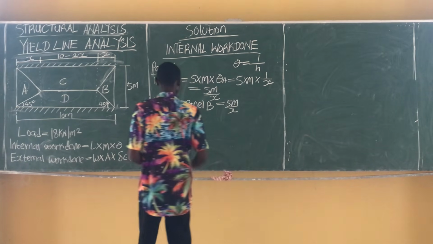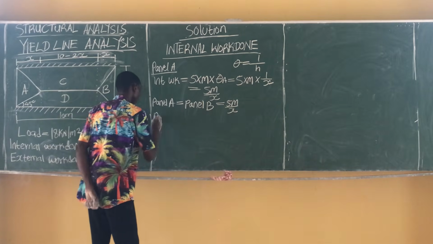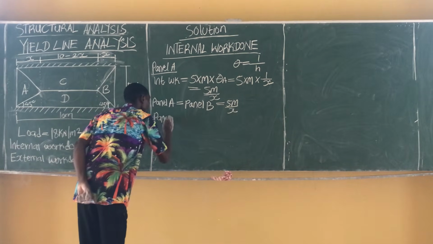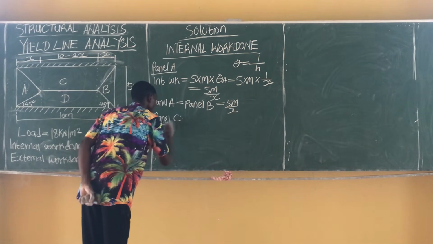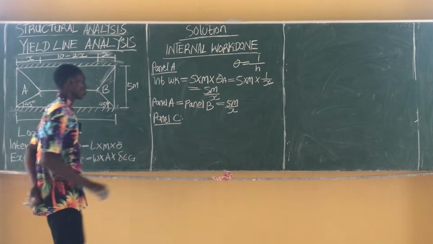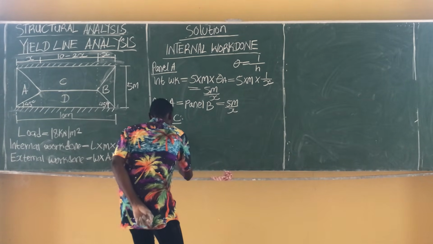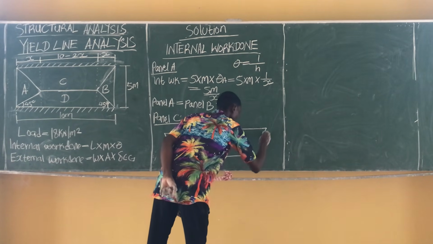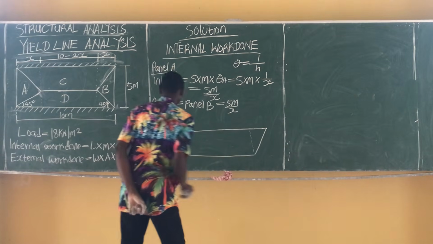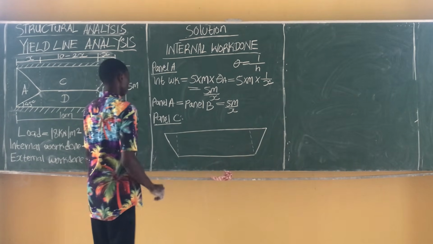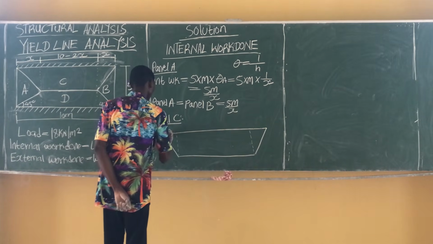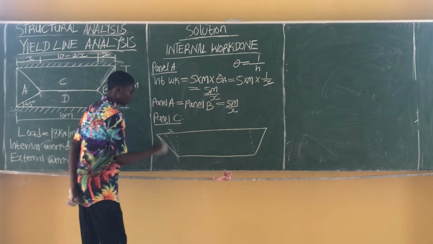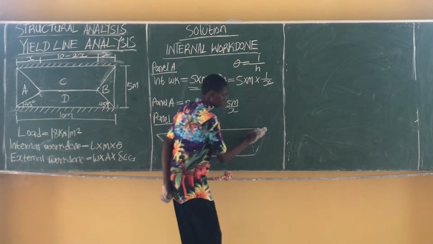The next panel we want to consider is what? Panel C. Because panel A and B are the same segment, they have the same value. So for panel C, let me bring out this section. We have this distance to be what? X. Okay, we have this distance to be X.